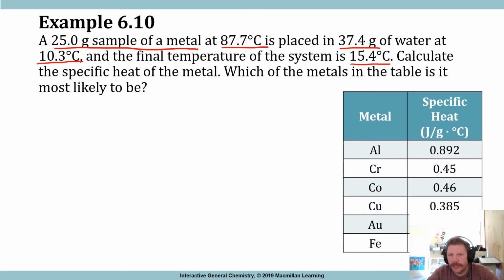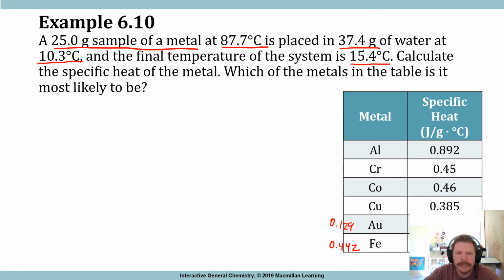Now, we've got a table here that shows us a number of different metals. Aluminum with a specific heat of 0.892, chromium 0.45, cobalt 0.46, copper is 0.385, gold is 0.129, and iron is 0.442. I'm going to go ahead and write these out. 0.129 and 0.442. Now which metal is it?